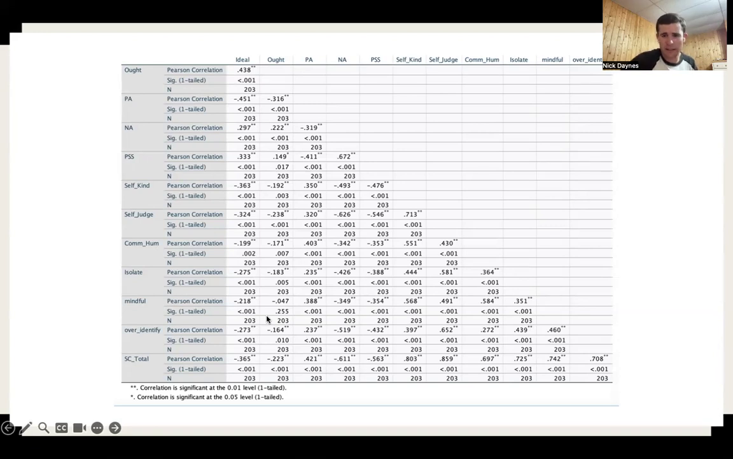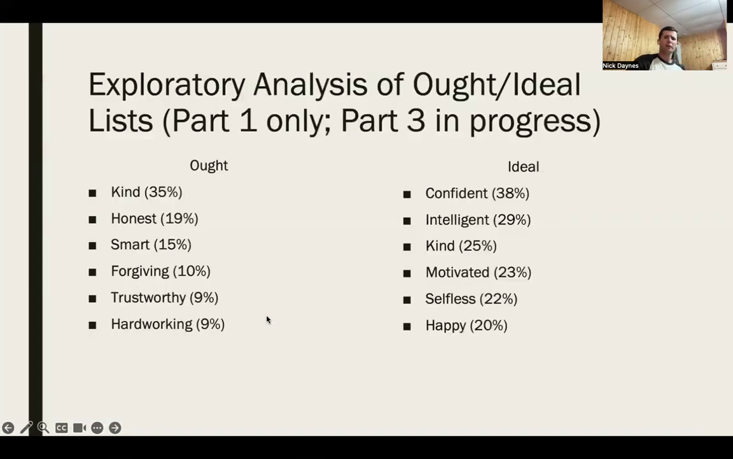because they're interesting findings. Another thing that is a work in progress, but I want to mention, we did exploratory analyses of the ought and ideal word lists. So we did this for the first part, the very first run. But for this third part, the self-compassion part that we did, we're still working on that. That's currently in process as we speak. But I wanted to put here what we got for the first part because they're interesting findings.